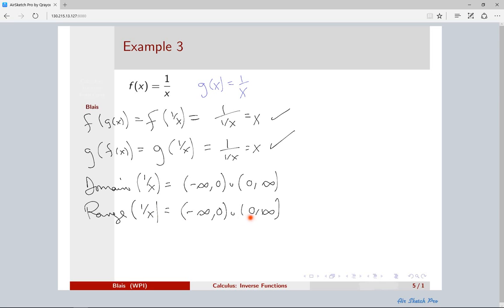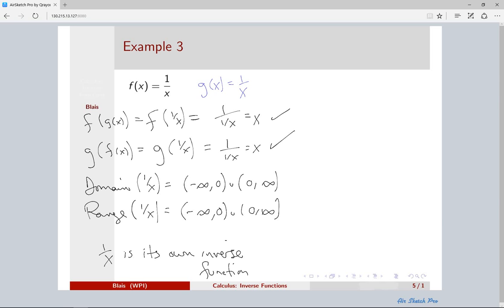Which it would have to be if 1 over x is going to be its own inverse. Remember, the domain of a function has to match the range of its inverse. And the range of a function has to match the domain of its inverse. Okay, so we've confirmed that 1 over x is its own inverse function.